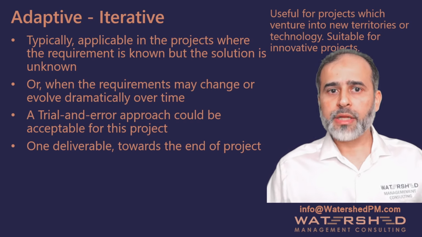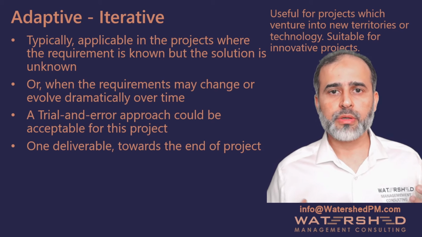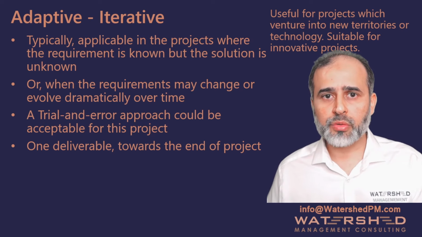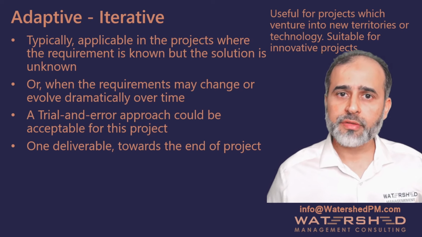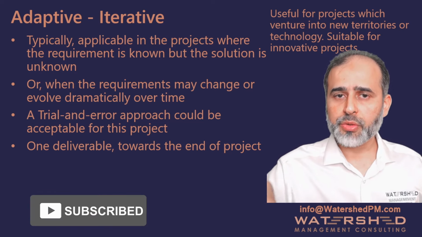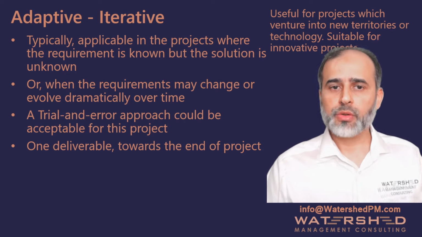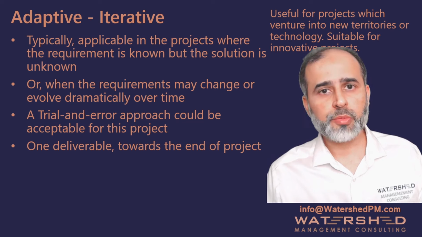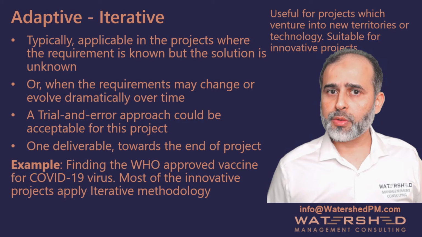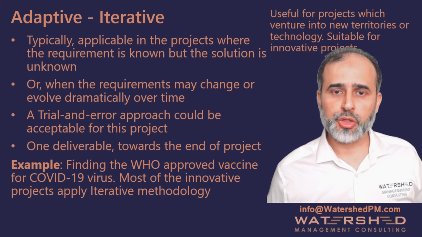However, the idea of an iterative project methodology is that if it is a new type of technology or a new approach to be implemented, or how to achieve the solution is not known, you keep working on it, maybe try different options, and based on the options that you've already applied, either decide to keep one of the options and expand on that, or to try something new. This kind of approach is what an iterative project methodology is about. And one of the best examples that we can use for this methodology in today's time is finding the vaccine for the COVID-19 virus, which is WHO approved.